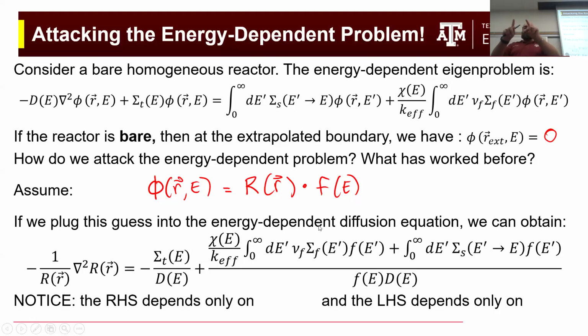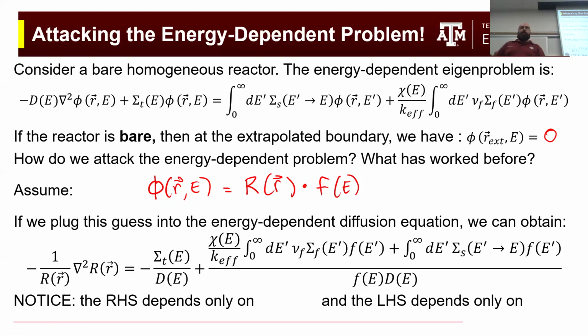Then what we did was take that definition and plug it into our original equation, and then try to simplify the result from there. So that's exactly what we would do: everywhere we see phi of r and E, we replace it with this product.